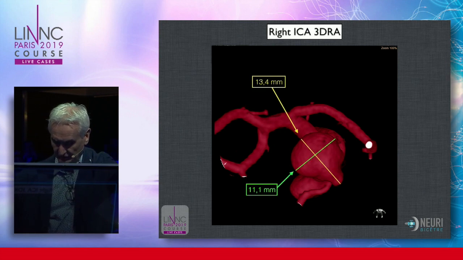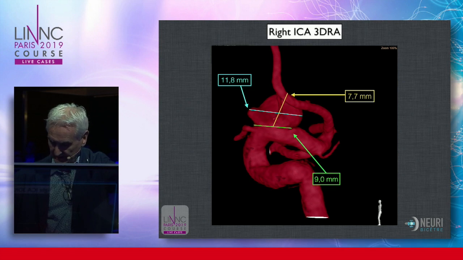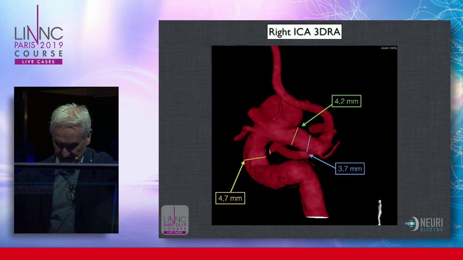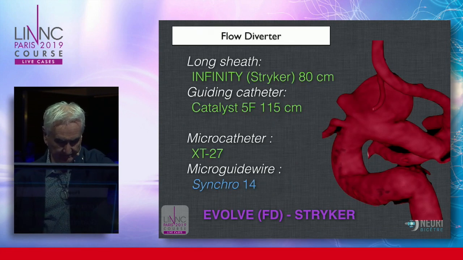So this is the other view, looking from above. It's not that large, but it's a pretty large aneurysm. Several measurements. Sizing of the carotid, 4.7 up to 3.7, which is pretty much what we usually find.